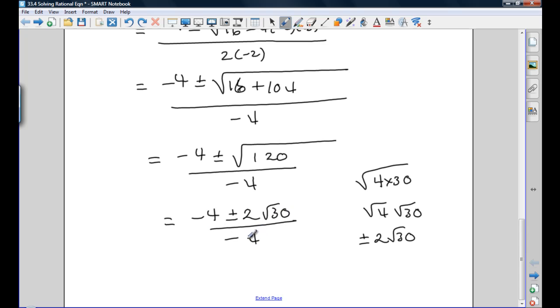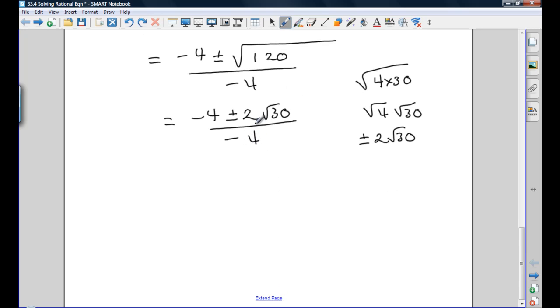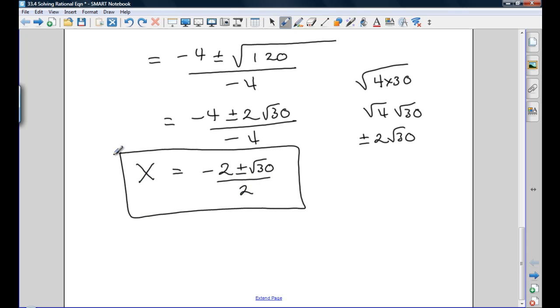negative 4. Now I have one final step, which is to recognize that each of these terms can be divisible by 2. So our final answer looks something like this. And so our solutions are these exact values. Now I use the word exact values. If you see a question that says leave your answer in exact values, then please leave it in the radical form. Do not calculate this to a decimal place.